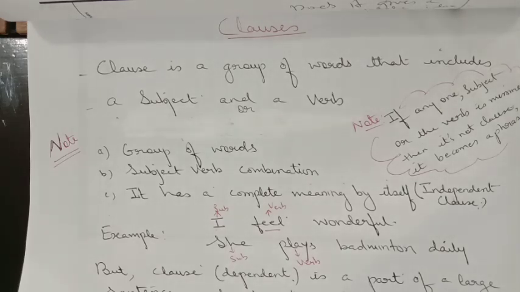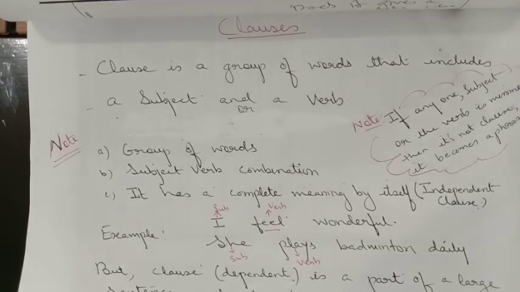For example, see here, if you write the sentence, I feel wonderful. So the subject is I, feel becomes your verb, and wonderful. So this gives you a complete meaning. It is a clause. She plays badminton daily. She becomes your subject, plays becomes your verb, right? So a clause is a group of words that includes a subject and a verb, and without it you cannot say that that sentence is a clause. It is compulsory for a clause to have a subject and a verb.